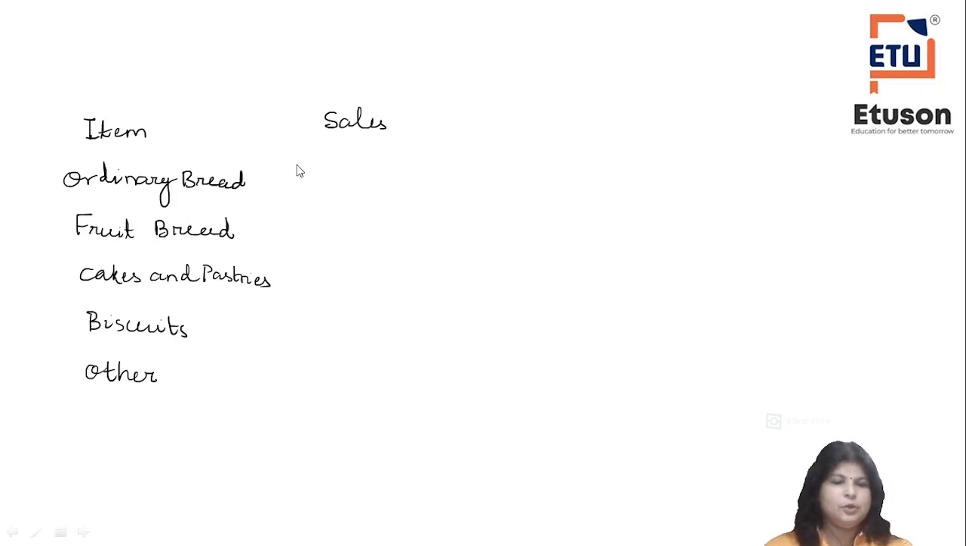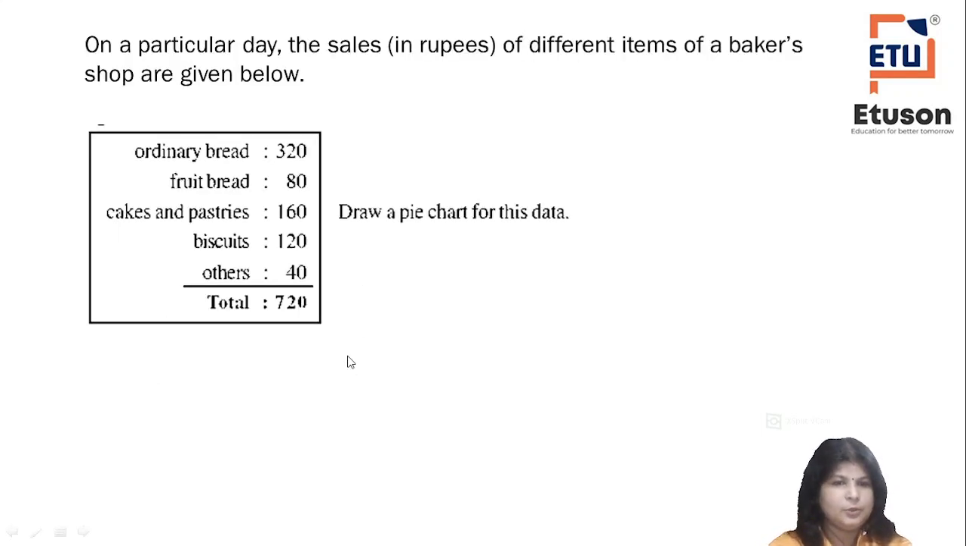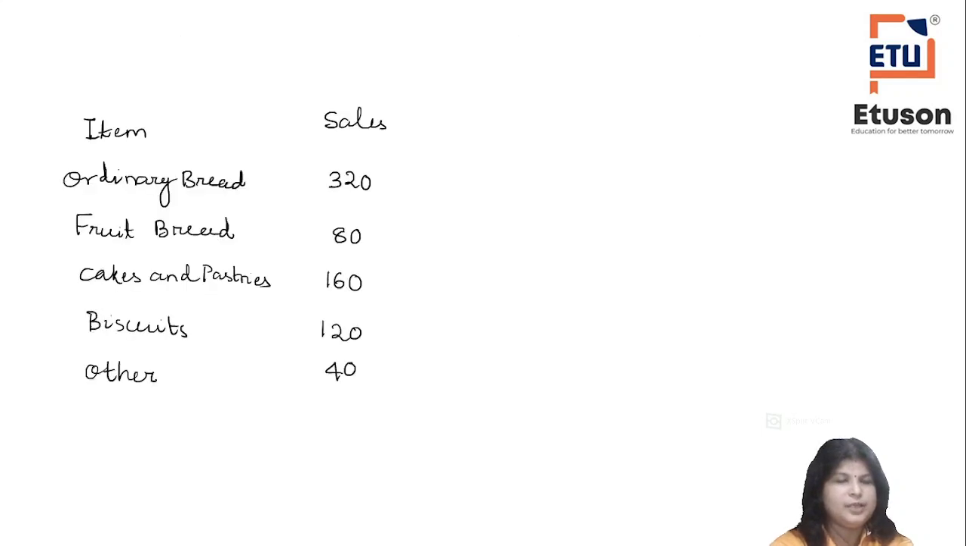So let us write down 320, 80, 160, 120 and 40. Just let us recheck whether it is correct or not. So ordinary bread 320, fruit bread 80, cakes and pastries 160, biscuit 120 and others 40. So this is the sales.